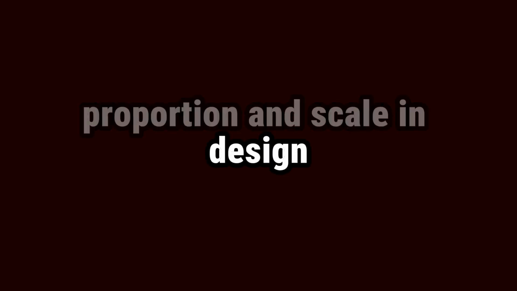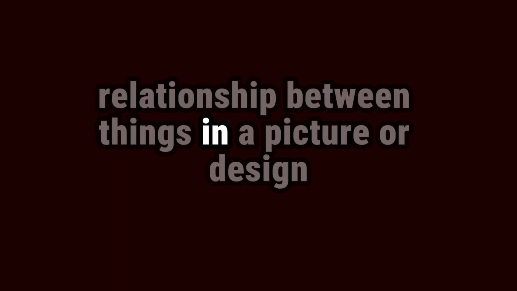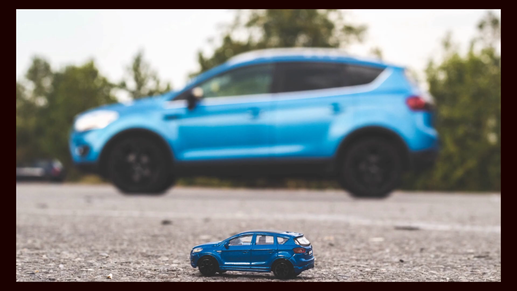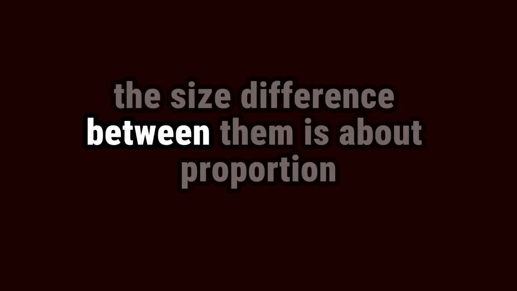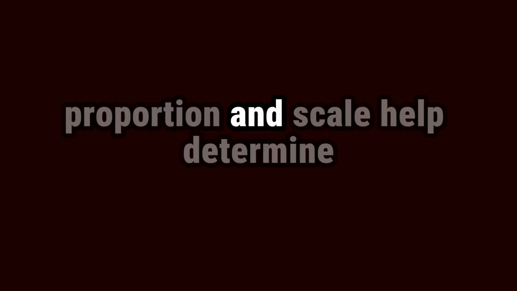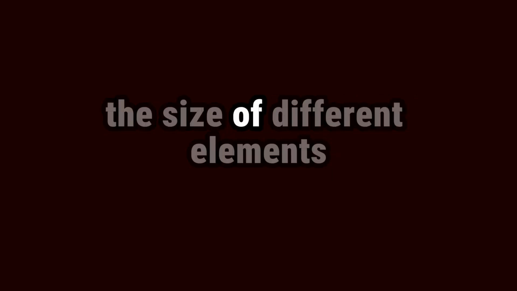The fourth principle is proportion. Proportion and scale in design are all about the size and relationship between things in a picture or design, just like how big or small things are in real life. Imagine if you had a tiny toy car and a huge toy building. The size difference between them is about proportion and scale. In design, proportion and scale help determine the size of different elements in a way that makes sense and looks good.